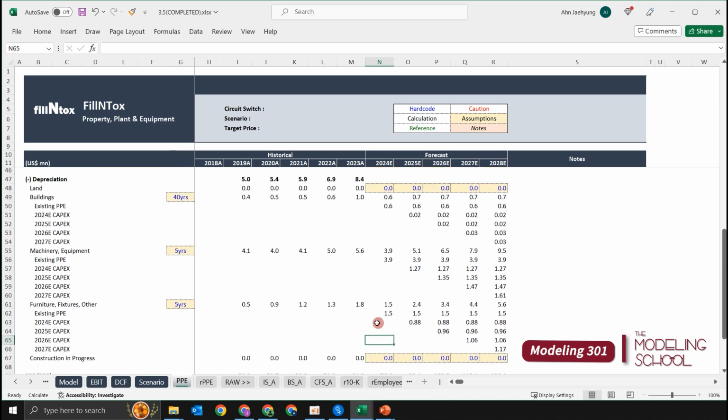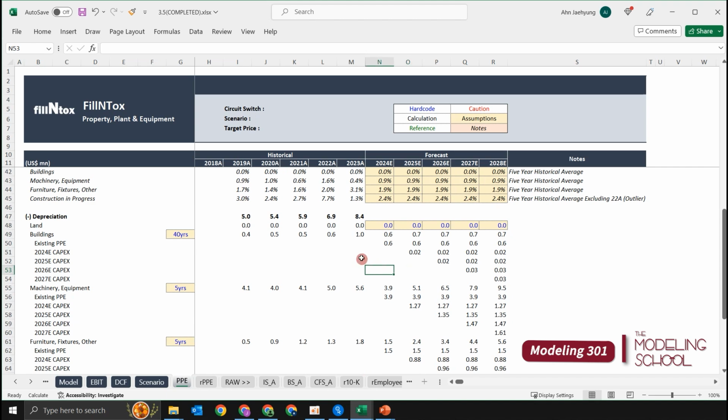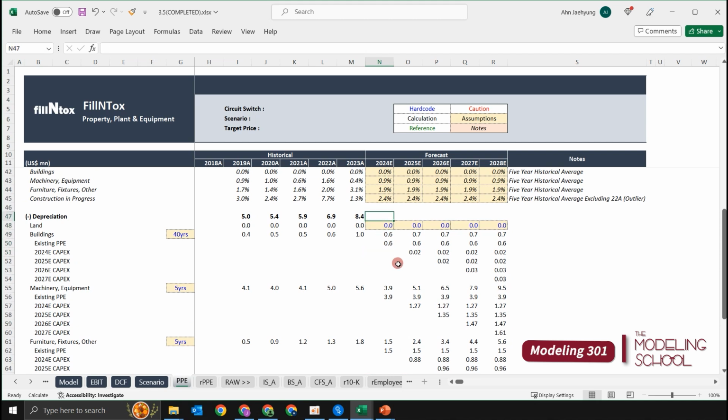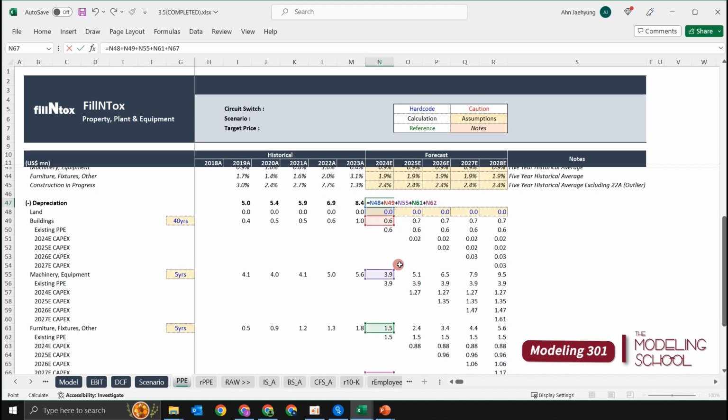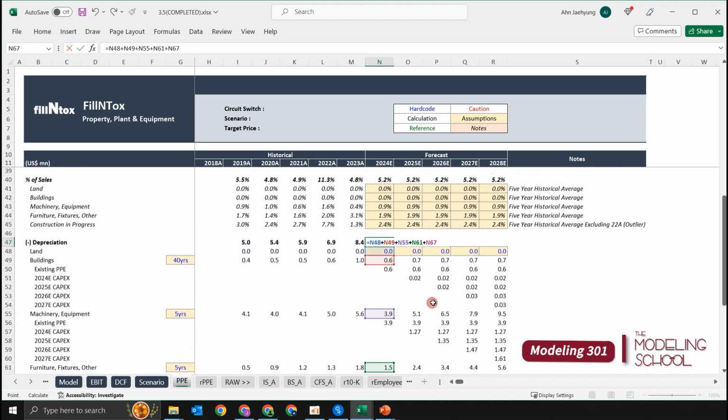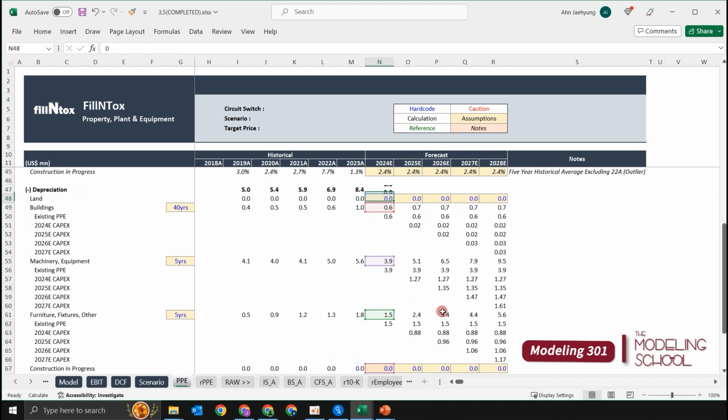So we've finished our forecast for all 5 classes of asset items. So simply the total depreciation would be now simple to calculate. We can just simply add all 5 line items: land, buildings, machinery, furniture, and construction in progress. Add it all up.